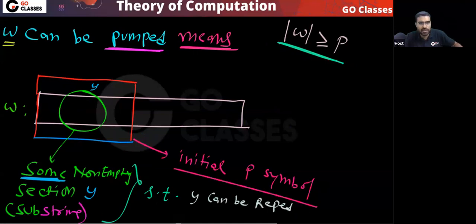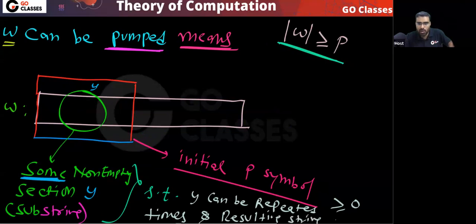This Y can be repeated 0 or more number of times, or I can say that it can be repeated greater than or equal to 0 times. And the resulting string will belong to L. This is what it means, can be pumped.